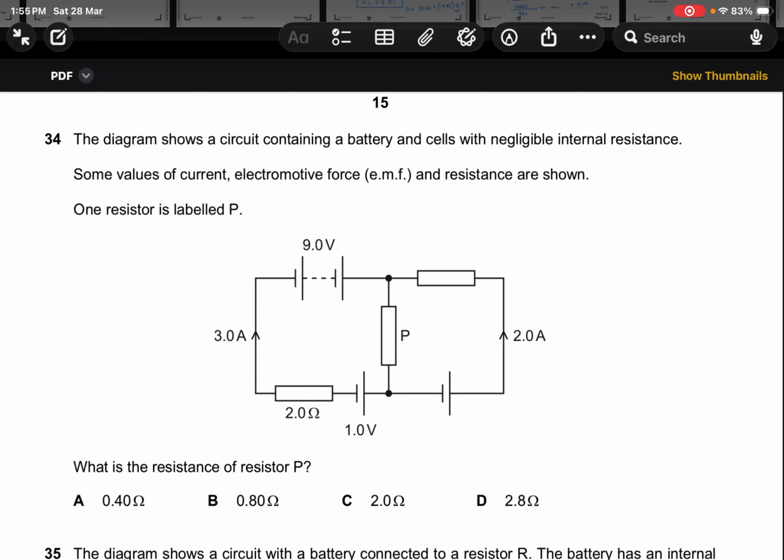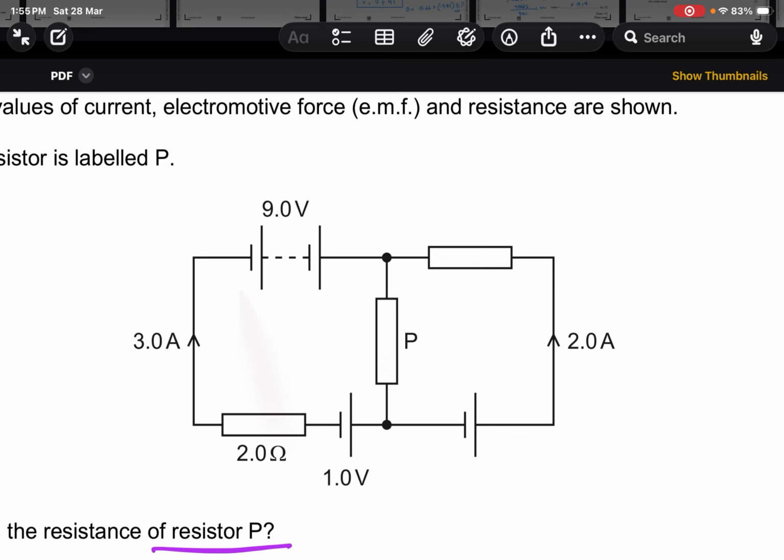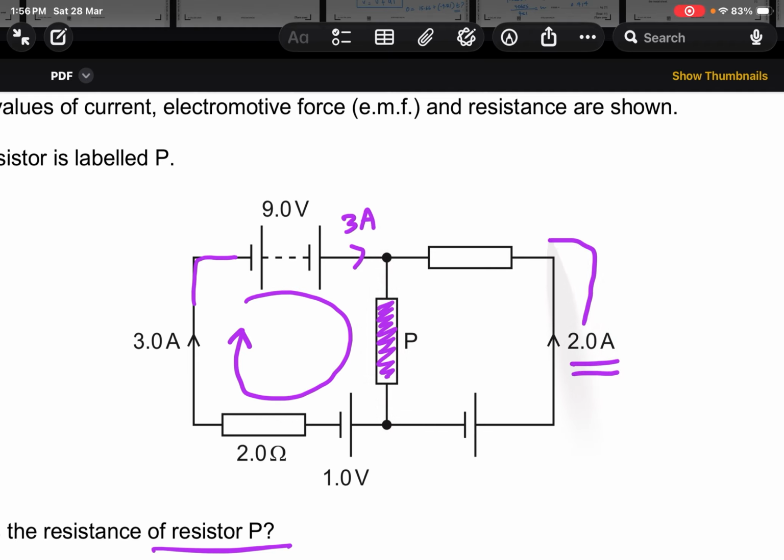So over here we have a circuit and we have to find the resistance of the resistor P. Remember, we're going to use Kirchhoff's voltage law, so we're going to create loops over here. The first loop we're going to create is this way, and the second loop is for the current in this P resistor. How can I figure out the current? Look, I know 3 ampere is flowing here. Here I have 3 ampere. And my 2 ampere is flowing upwards like this. So over here I have 2 amperes.